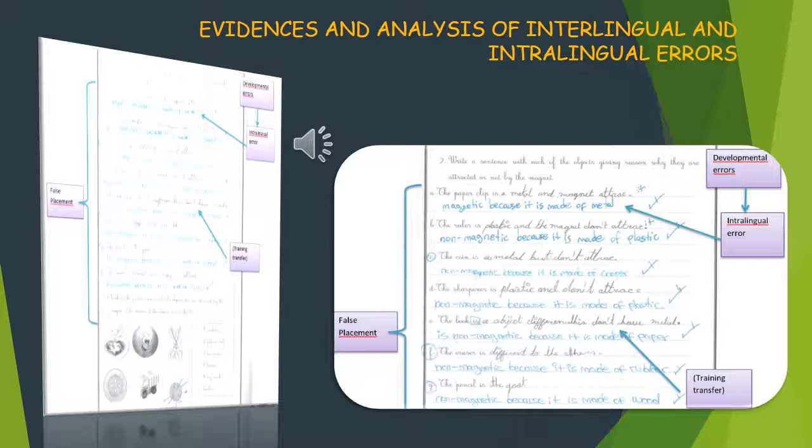Developmental errors, known as intralingual, are those made by students regardless of their first language, and cannot be explained by transfer, but rather as a result of the strategies used in the acquisition of the second language. In this case, we find transfer of training, produced by the teacher and received by the student, since she knows the answer but confused the structure.